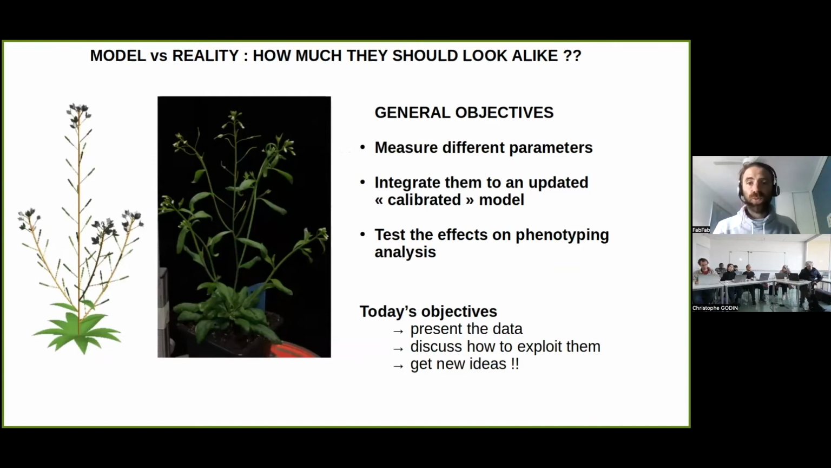And of course, once we have an updated model which is calibrated to look more like real life, then we can test the effect on the phenotyping analysis by using two types of trained model for the deep learning algorithm: one with a basic, first uncalibrated virtual plant, the other with a calibrated virtual plant. We can really test and demonstrate whether this calibration step has improved the phenotyping analysis.